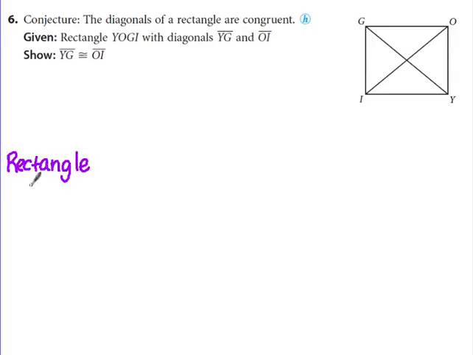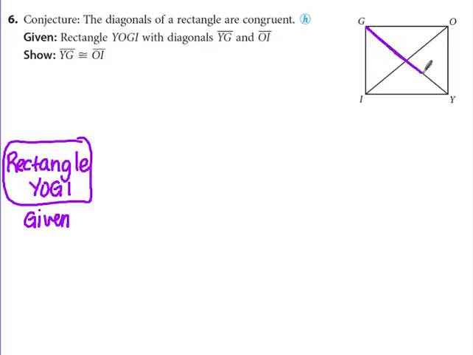Are we doing number 6 on this? YOGI is a rectangle. Reason? Given. Okay, so now let's see where we need to go. We eventually want to show that YG and OI are the same.